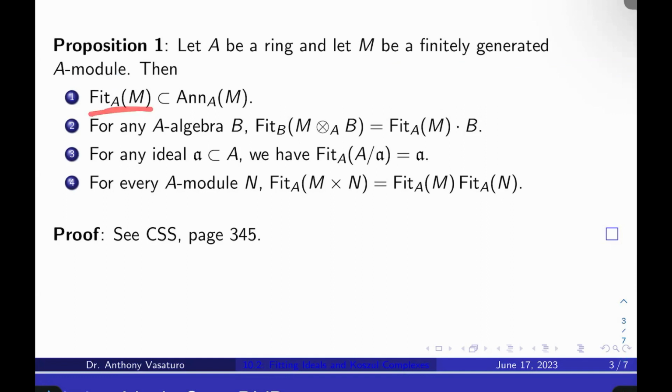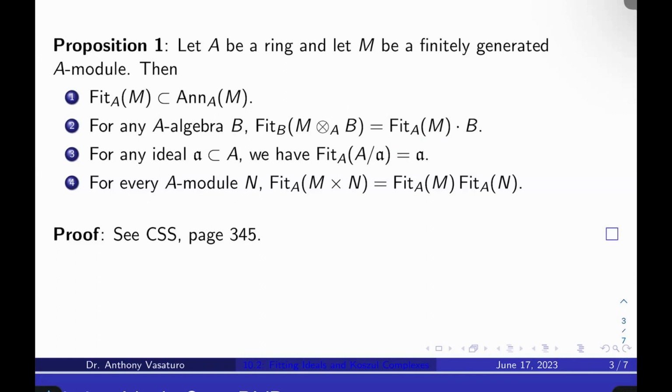1. The A fitting ideal of M is contained in the A annihilator of M. Okay. 2. For any A algebra B, the fitting ideal over B of M tensor B over A is just the A fitting ideal of M times B. Okay, and this dot here represents the, I mean, this makes sense, right? Because B is an A module, so you can actually do this multiplication here.